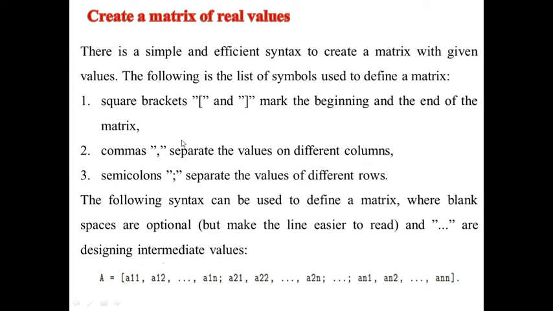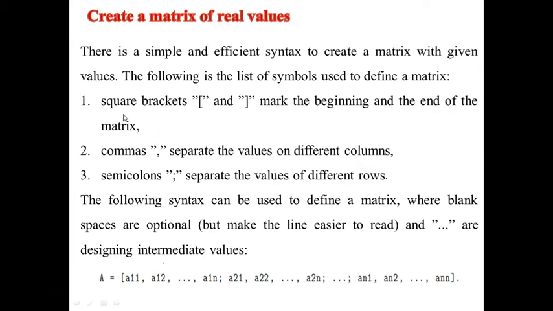There are three things you have to follow. First, the square brackets have to be used to mark the beginning and end of the matrix, there should be a comma to separate the values in different columns, and to separate the rows you have to use the semicolon. If you leave some blank spaces, it is considered as no values. To make the line easier to read, you give three dots, telling that there are some intermediate values. So this is the syntax for matrices.